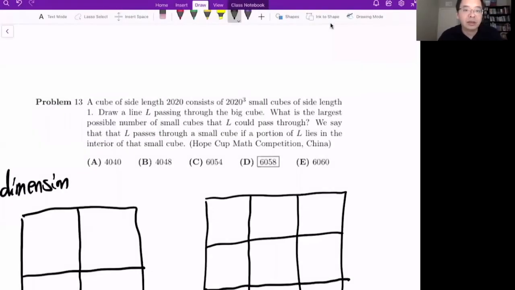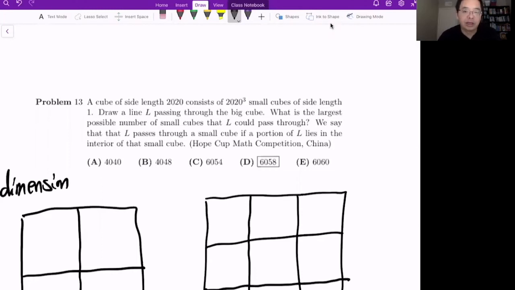Number 13. Here it says we have a bigger cube that consists of a lot of small cubes. Then we draw a line passing through the big cube. The question is, what is the largest number of small cubes the line is going to pass through?